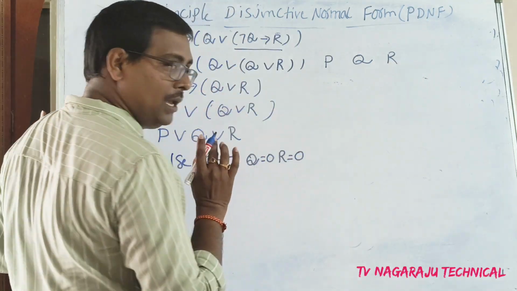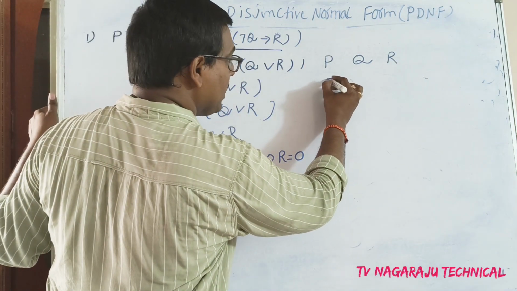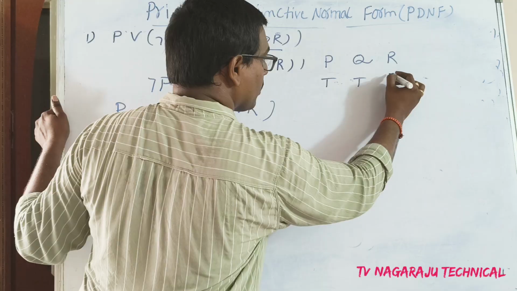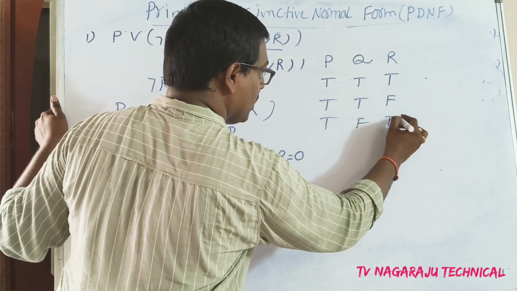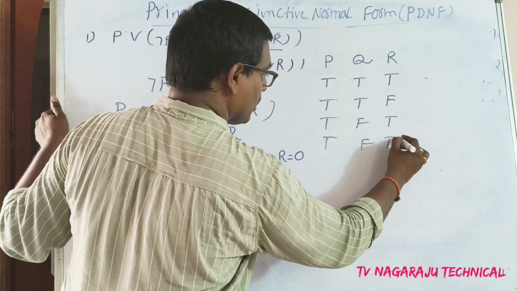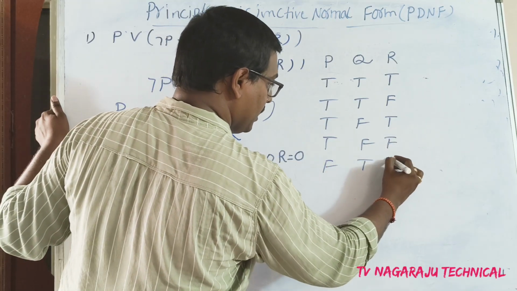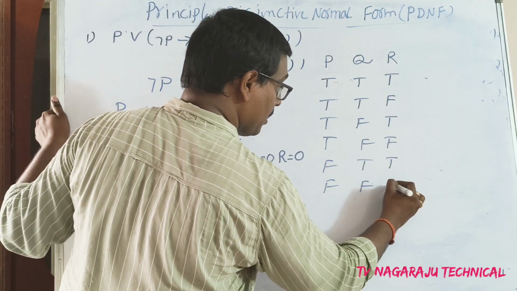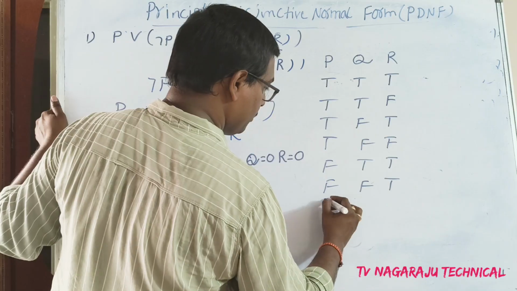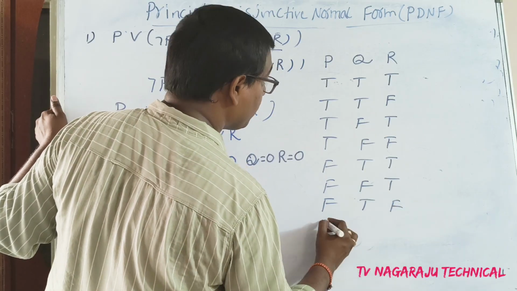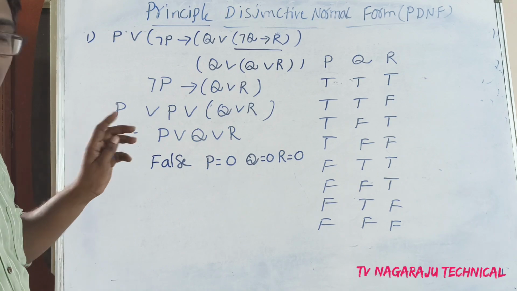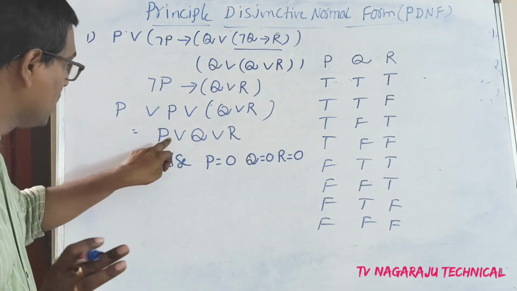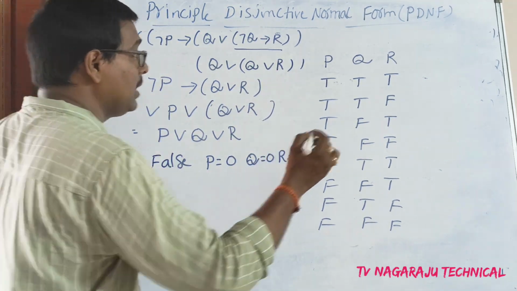P, Q, R. What are the cases? True, F, T, F, T, F, T, F. So this is the truth table with 8 combinations. Now what is my expression?